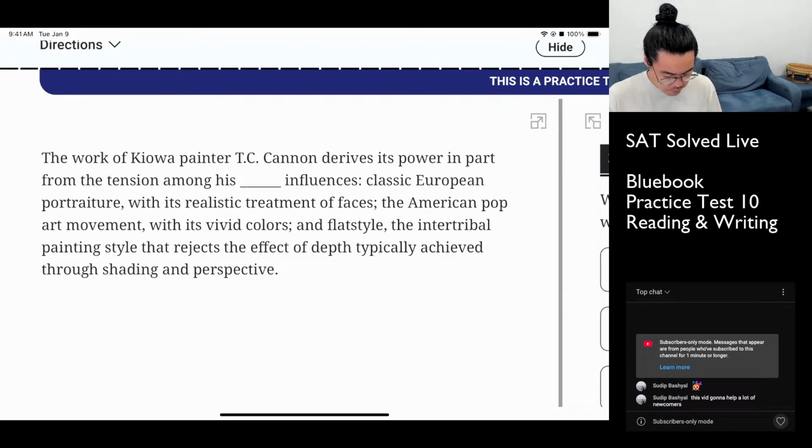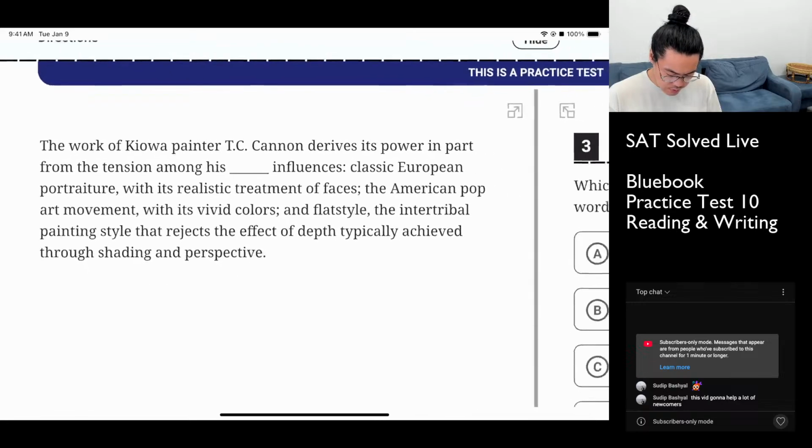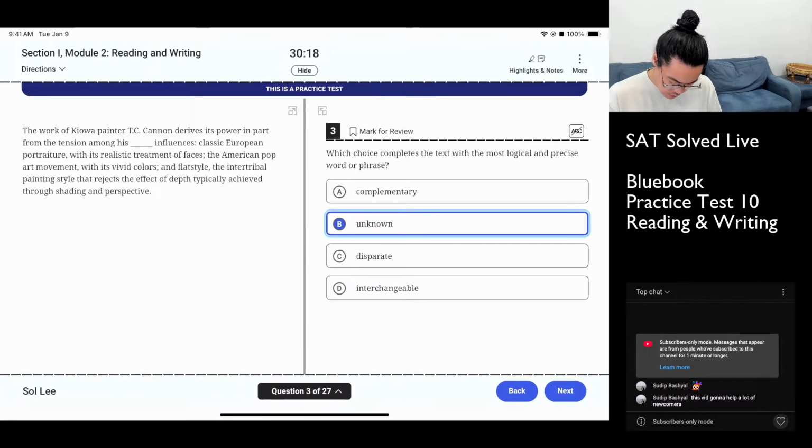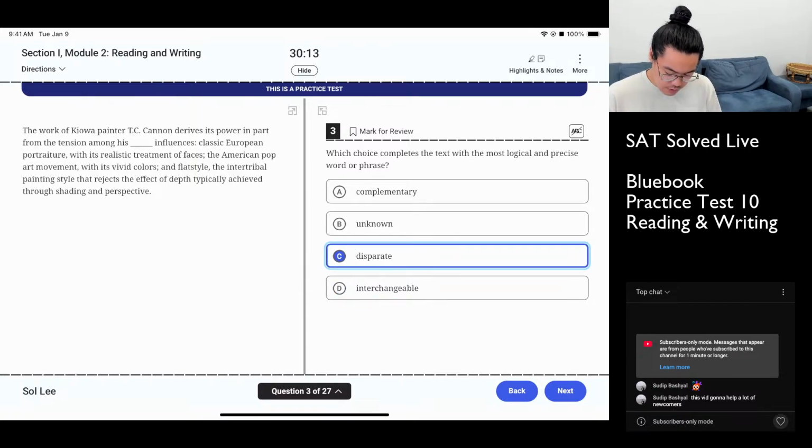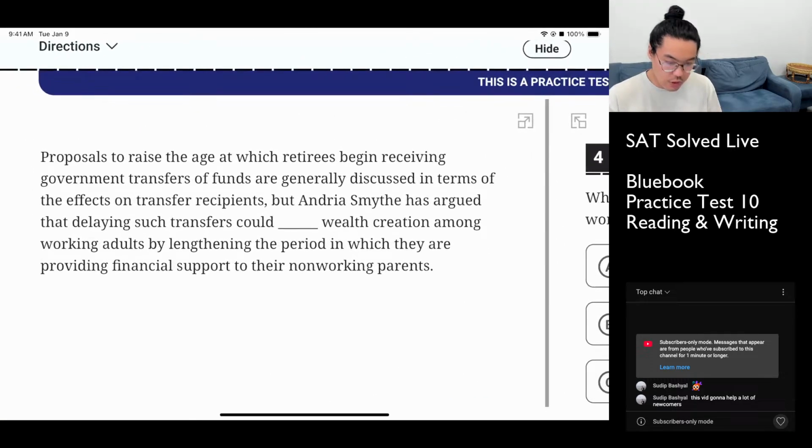Here we go. T.C. Cannon's work derives its power from the tension among his influences, his European influences, which are realistic, his American influences, which are vivid, and the flat style influences, which are tribal. So his diverse, his eclectic, his many, his disparate. Oh, okay, interesting. This is the only one that gets the sense of range because they are very different from each other. All right, number 4, here we go.